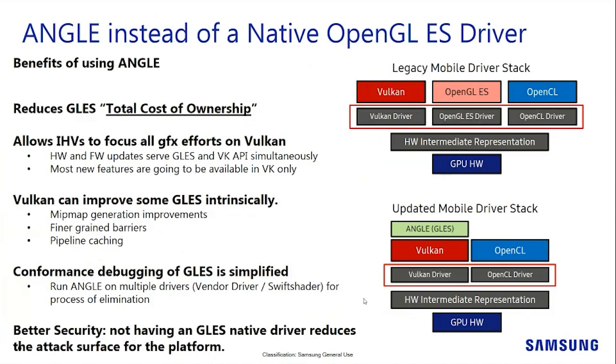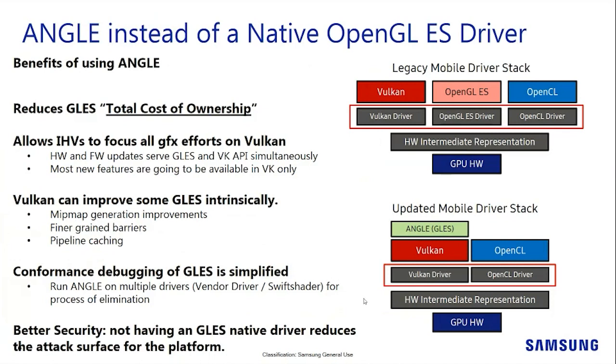So like I said here, it allows IHVs like Samsung to focus all our graphics efforts on Vulkan. It means that not only our software architecture team, but our hardware architecture team could just map to a single API. Lots of new features that are coming are only going to be in Vulkan, like you've seen in previous presentations, ray tracing, VRS, a few other things. Anything that you're seeing that's coming down that's exciting, that's going to migrate probably from desktop to mobile, is going to be on Vulkan only. So that's another reason to put most of your eggs into the Vulkan basket.